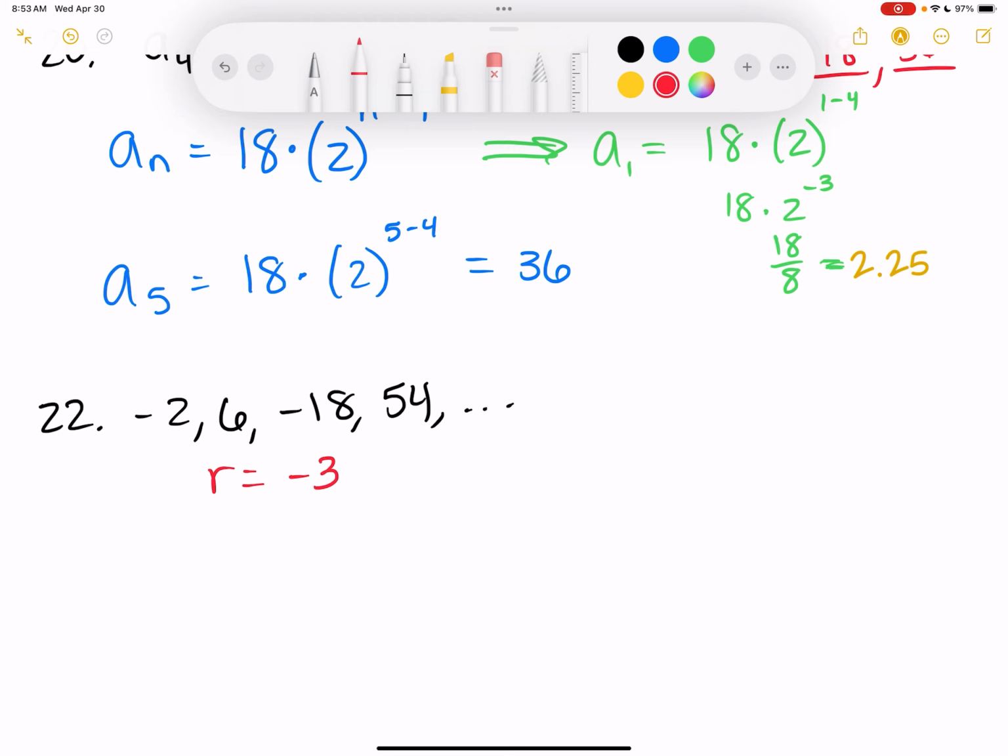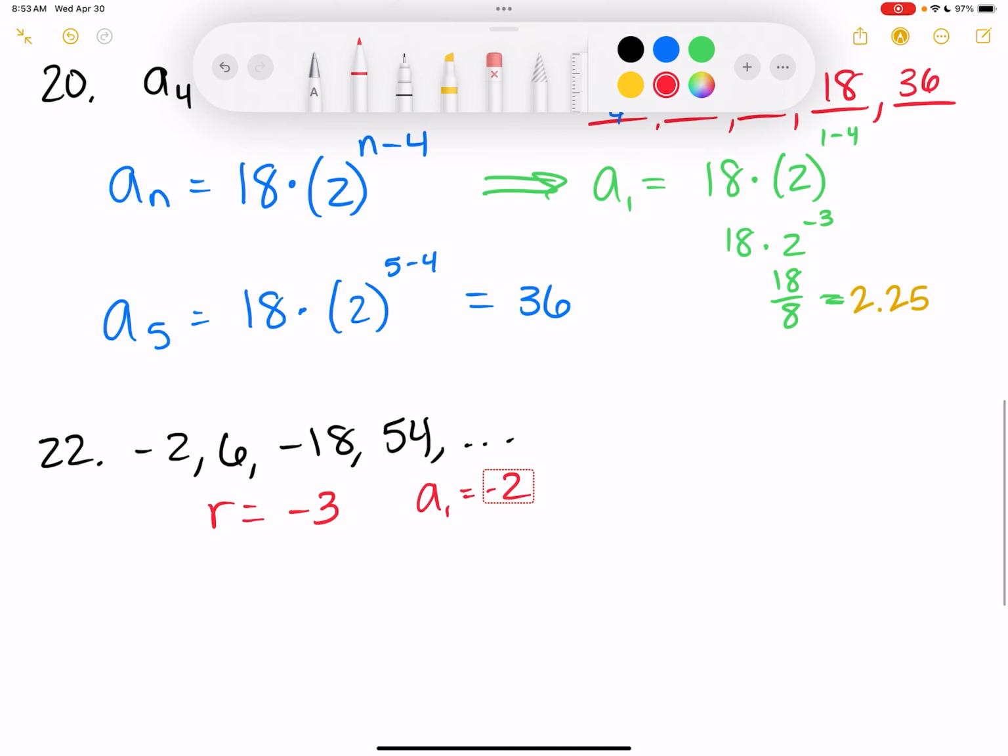And I can use any of the terms. So my first term is -2. I don't have to use the first term. It's probably the easiest one to use, but we don't have to necessarily do it that way. So then a sub n is equal to whatever the first term is, or the term that I'm choosing to use, so -2, times the common ratio, -3.